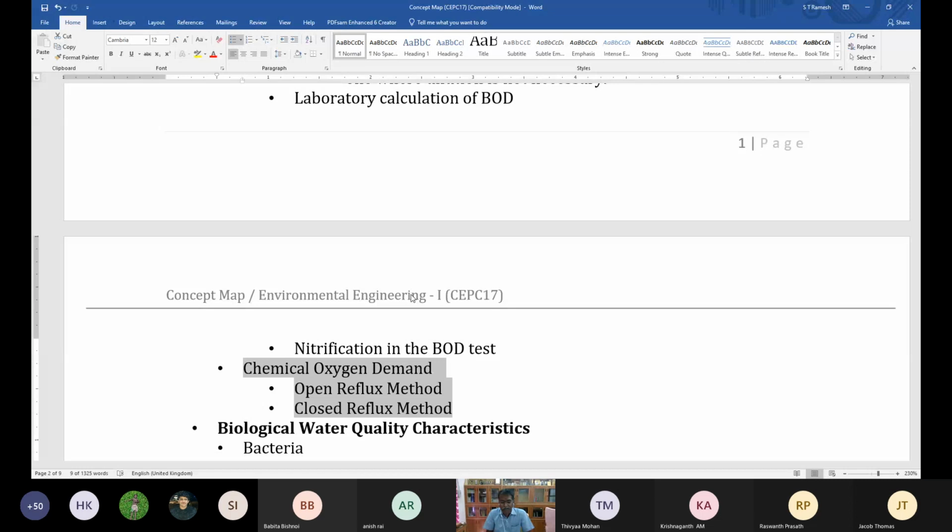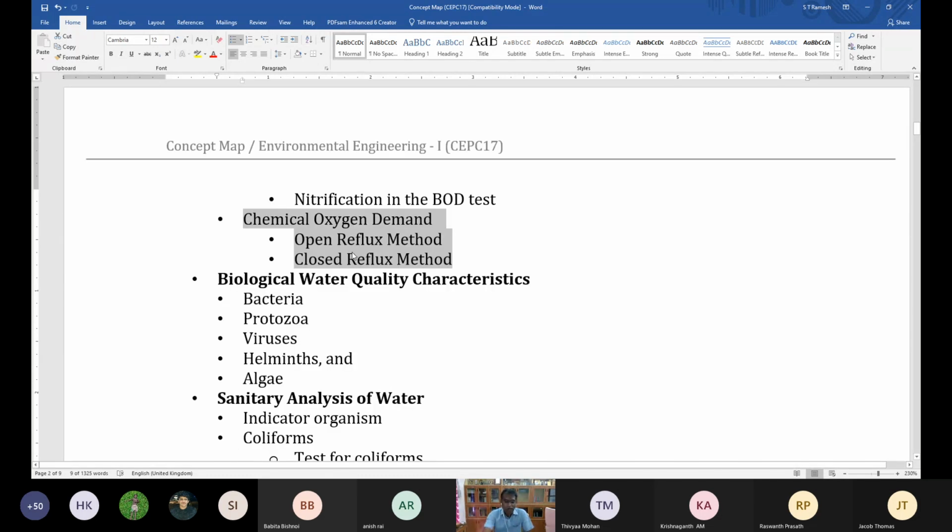You can finish this within 1.5 hours to 2 hours. That is normally the advantage of doing the COD experiment. You use strong oxidants to oxidize the organic matter. So we'll be discussing what the open reflux method is and what the closed reflux method is.